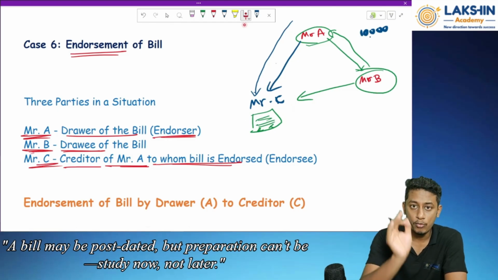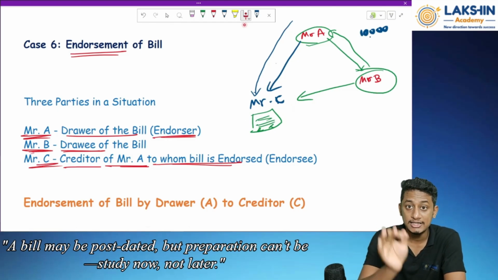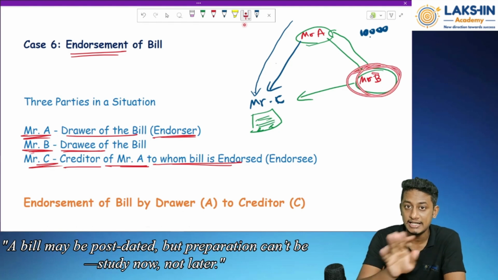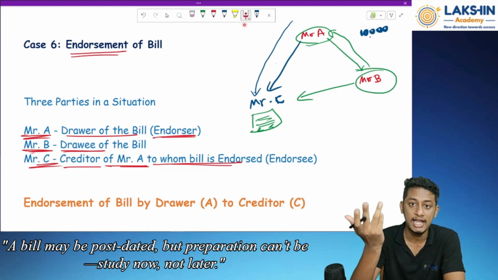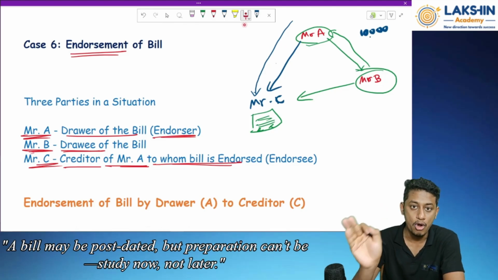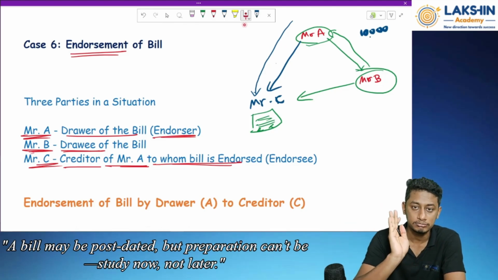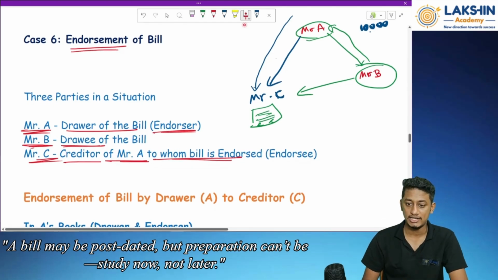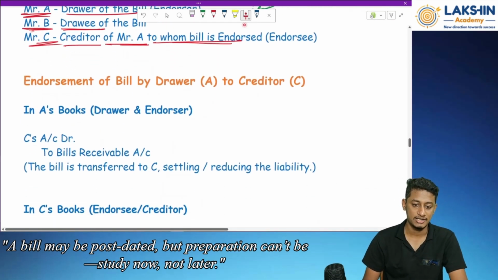So there won't be any entry passed in the books of Mr. B. In the books of Mr. B there won't be any entries passed. Why? Because he is not concerned about any of those transactions. At the end of the day, he is supposed to honor or dishonor the bill. That's all he is supposed to do. Now let's look at the journal entries. So we are clear with the story. So let's look at the journal entries.